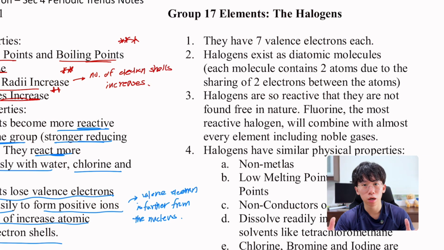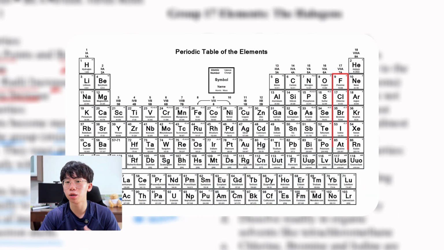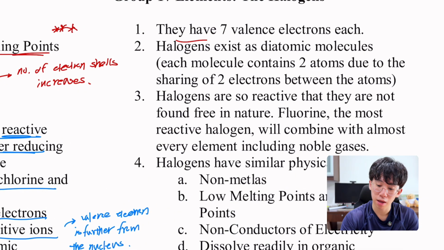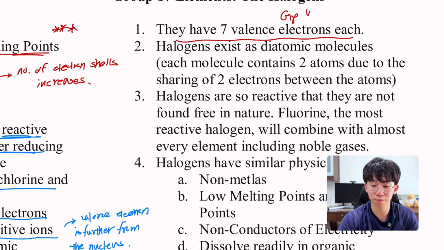So previously, we were discussing periodic groups and periodic trends, as well as the very specific properties of your group 1 elements, which are your alkali metals. And now we are going to discuss your group 17 elements, which in other words are called your halogens. So these halogens have 7 valence electrons each, right? Because they are in group 17.